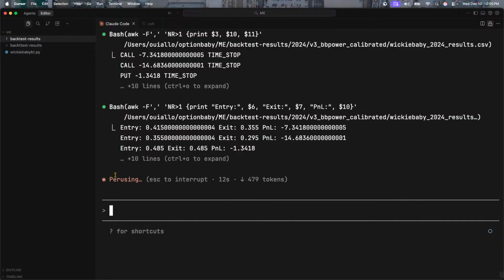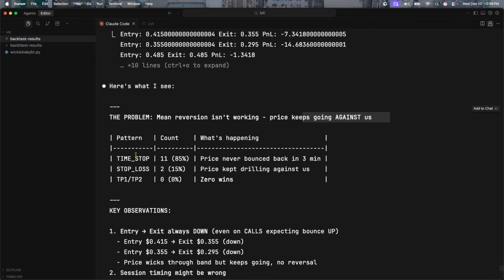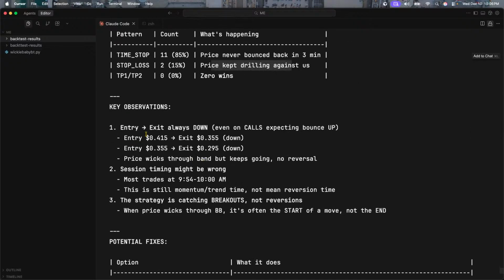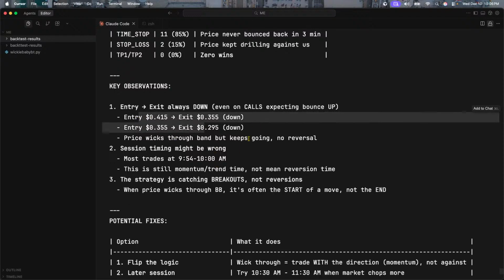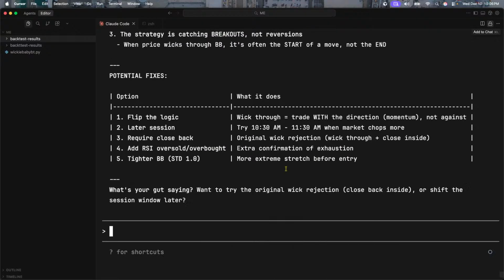All right, perfect. Claude is about to give us an output. The problem is that mean reversion isn't working. The price is going against us. The time stop hit, so the price never bounced back in 3 minutes. The price is drilling against us, 0 wins. The entry is always down, even calls are expecting to bounce. The price wicks through, but keeps going, no reversing. The session might be wrong. Most trades are at 9:45 and 10 a.m. This is the momentum trend.